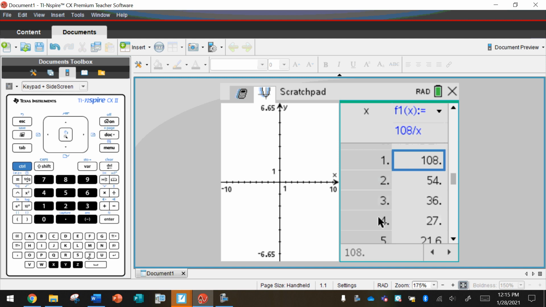So now what I'm looking at here, the left side is the x values. The right side is the y values. In the y column, on the right side of your table, you are looking for the first perfect square that you can find. 108 is not a perfect square. 54 is not a perfect square. 36 is a perfect square. So that means 36 is the largest perfect square factor of 108.